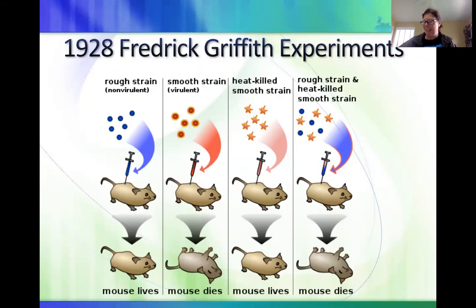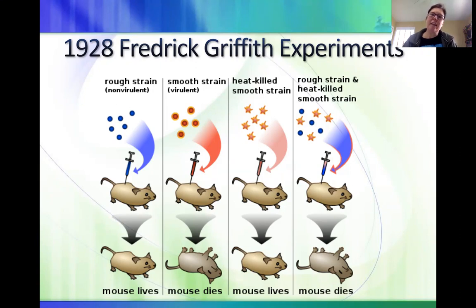We know today that what makes the difference between rough and smooth is what's called a capsule, and that capsule surrounds the bacteria cell and prevents the immune system from doing its job. Now, they took the virulent strain and heat killed it, and we know what heat does to proteins. It denatures them. And so when they injected it into the mouse, the bacteria were basically killed, and so the mouse lived.